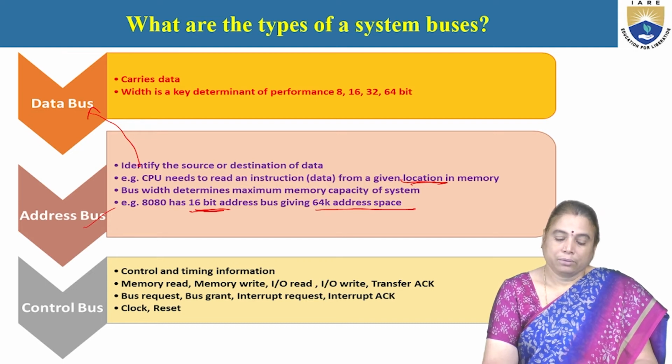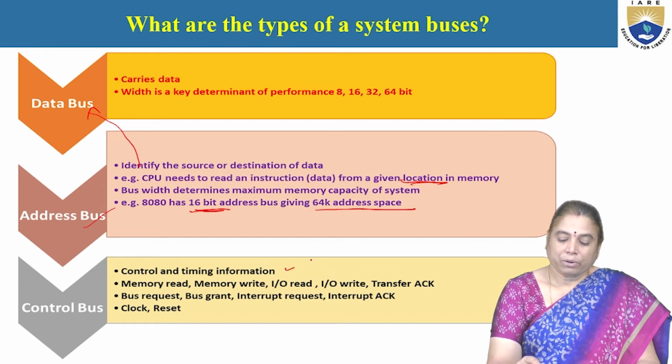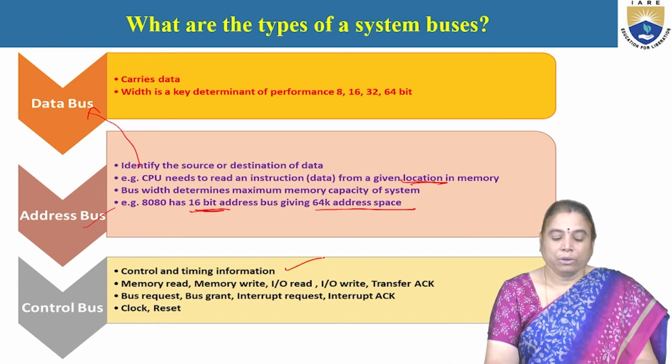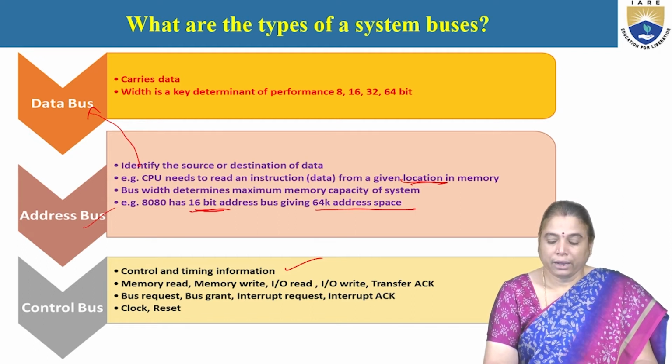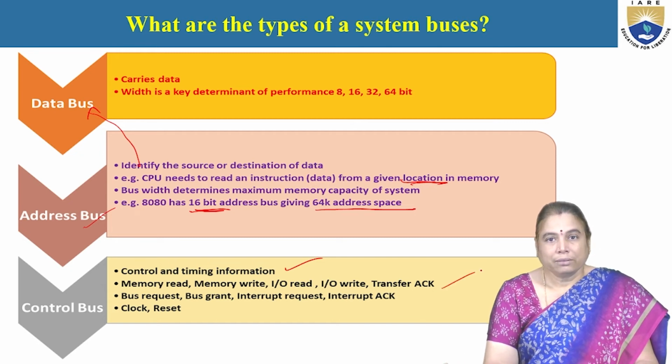Next bus is the control bus. Control and timing information can be carried out with the help of the control bus. Memory read, memory write, IO read, IO write, transfer acknowledgement. These signals are generally transmitted with the help of the control bus.